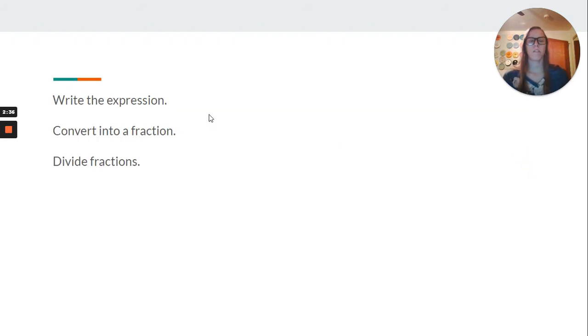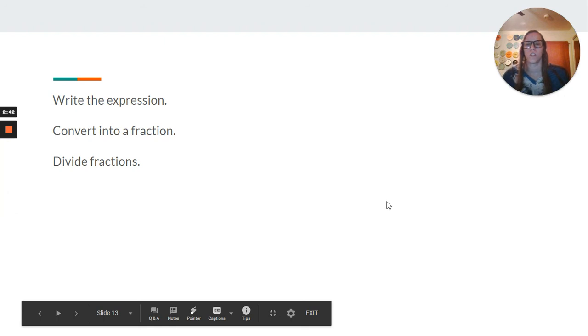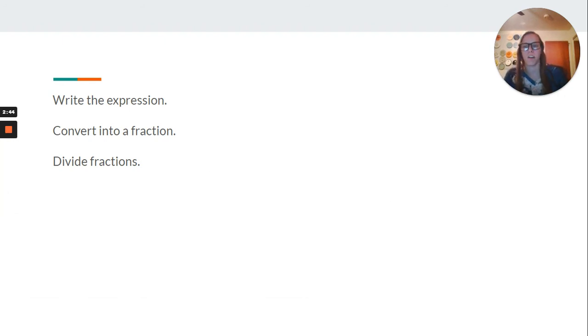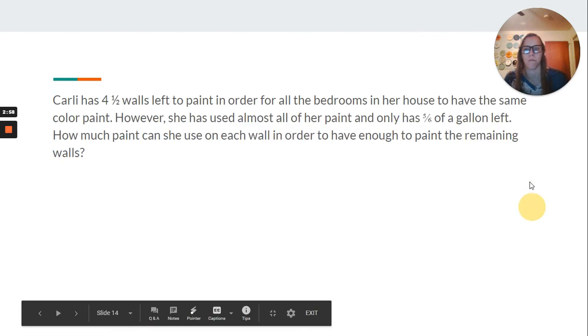Then some steps when dividing fractions. You first want to write the expression. If you have a word problem, you first want to write the expression in numerical form. And then you want to convert it into a fraction. What that means is when you have a mixed number, you want to convert that to an improper fraction. And then finally, you want to divide the fractions. Okay, so let's look at an example.